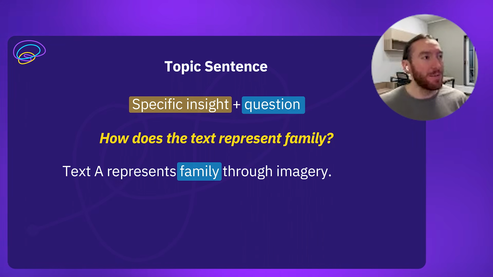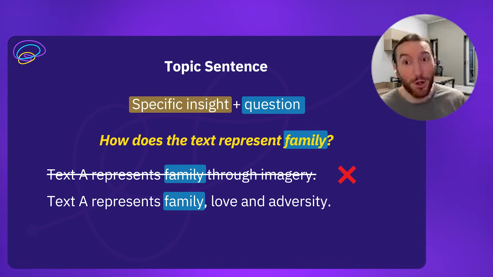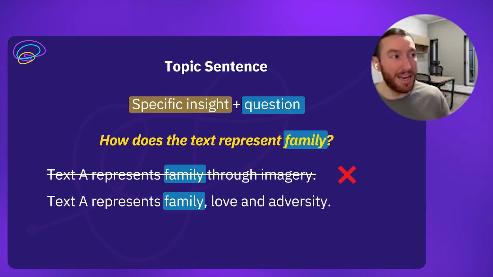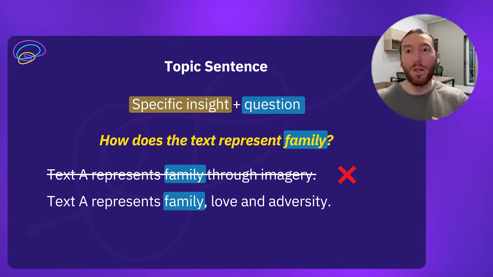But text A represents family. We need to say something about family. Text A represents family, love, and adversity. Again, still no good because you've just listed 3 words. Don't list like this, okay? Say one thing, one specific thing about family. Don't just chuck in other words with a comma. You need to instead say, what's the power of family? What's the relevance of family? What's the value of family?